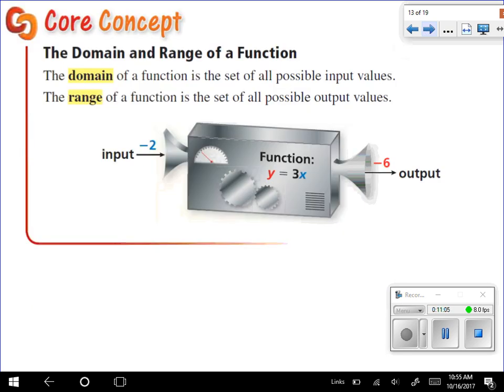Okay, so the domain and range of a function. These are important terms. So these are also on page 61. You could write them in. The domain of a function is the set of all possible input values. What you can put in.